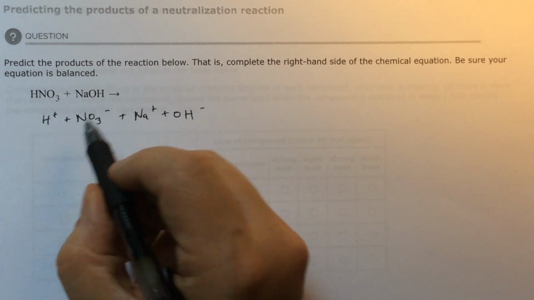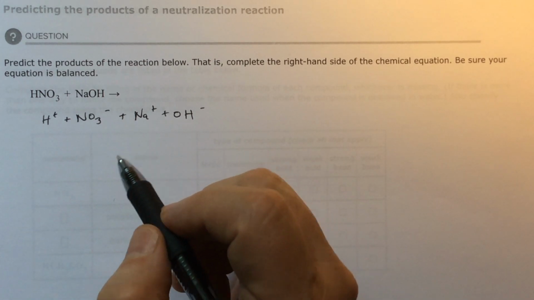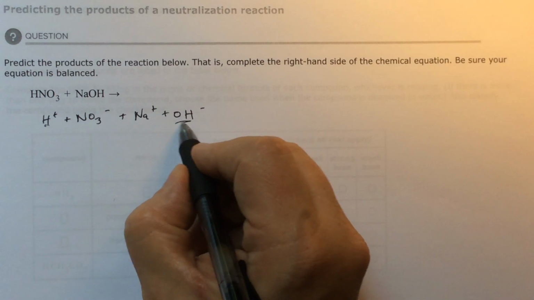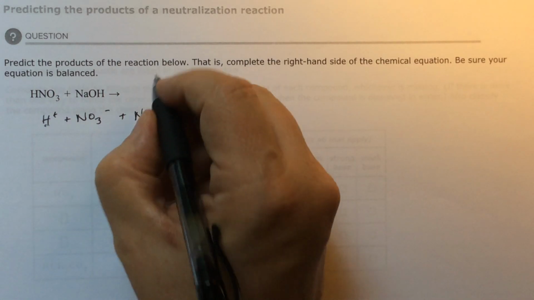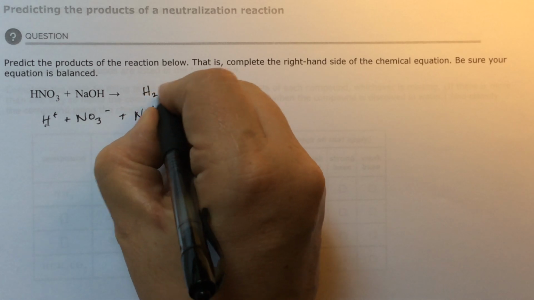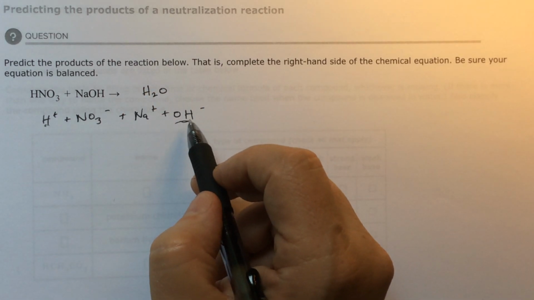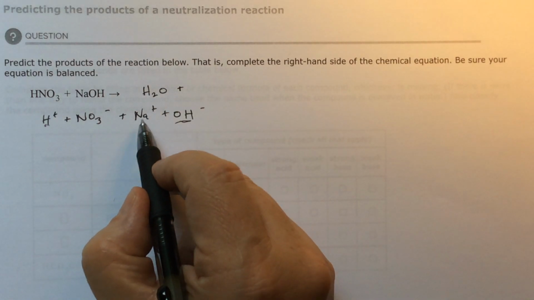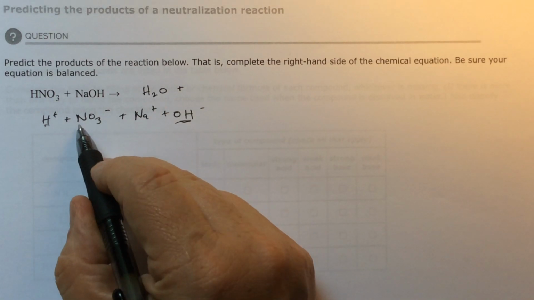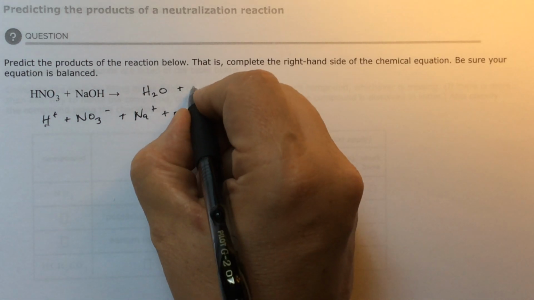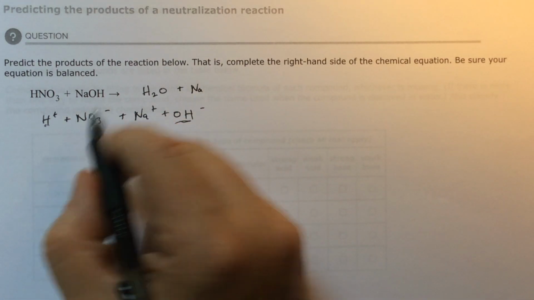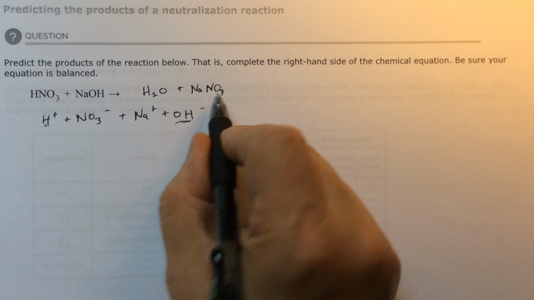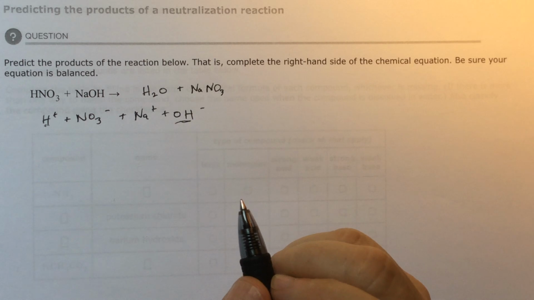But what happens if they switch partners, like a lot of double displacement reactions will? What if this cation and this anion go together? You're going to have water. H plus OH is water. And then what are you left with? Well, you're left with a cation and an anion. This is a sodium, that's my cation, and the anion is nitrate. Now this is 1 to 1, so I don't need any subscripts or parentheses or anything.